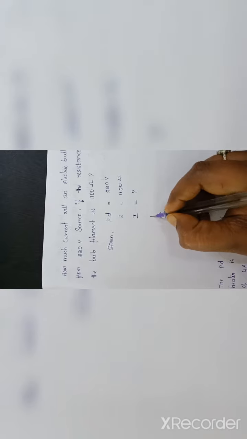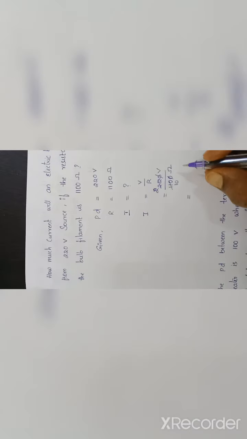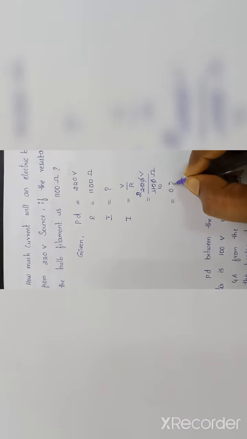We need to calculate the current, that is I. So what is the formula? Current I is equal to V by R. Substitute the values. What is V? 220 volts. And the resistance 1100 ohms. Simplify it, 10s and 11 2s. So 2 by 10, which is nothing but 0.2 amperes. So 0.2 amperes is the current.